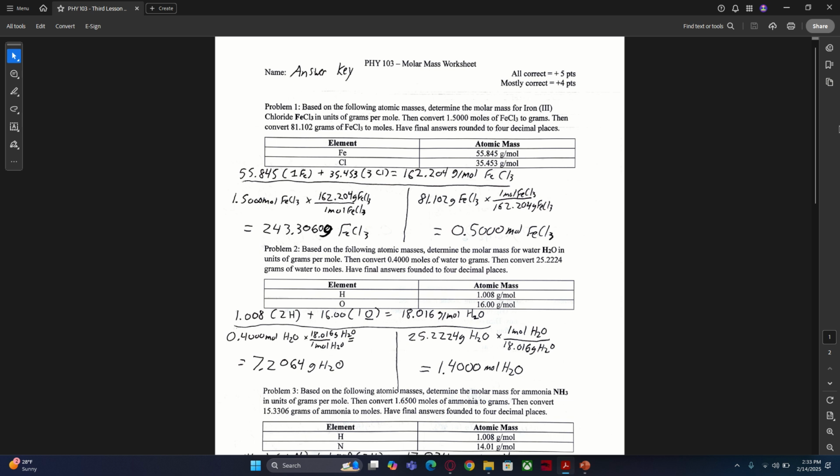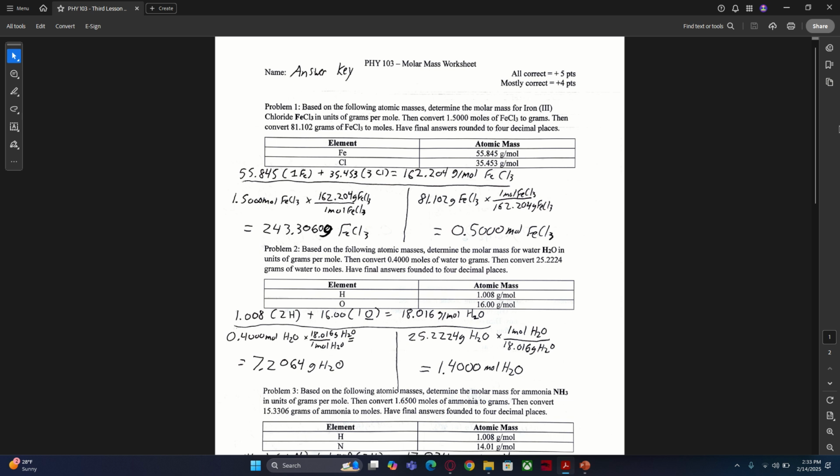The charts that we're going to have for these problem sets include all the elements that are inside that chemical formula, in this case iron and chlorine, and then their atomic masses in units of grams per mole. And those values are typically found on the periodic table of elements.